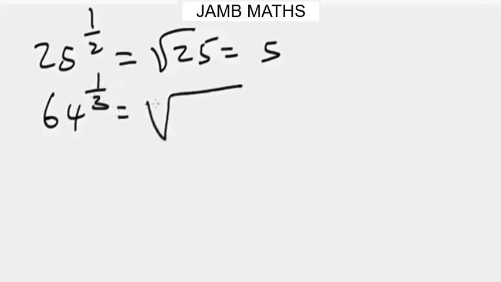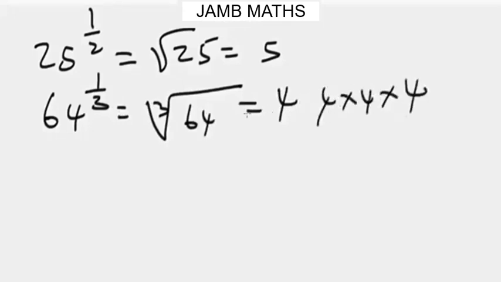When you have something like, let's say, 64 to the power 1 over 3, this is the cube root of 64, which gives us what? 4. Because when you have 4 times 4 times 4, we get back to 64. 4 times 4 is 16, and 16 times 4 will give you 64.